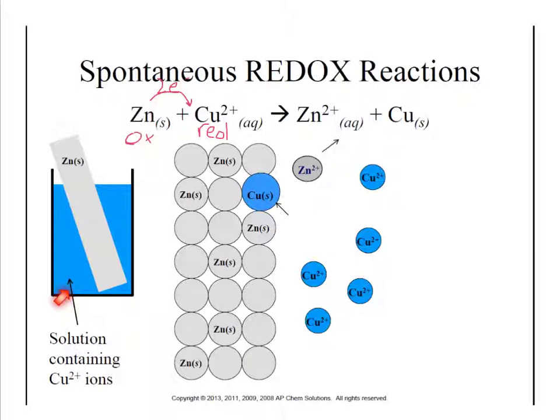If we were to look at the activity series, which shows the strength of different metals, we would see that copper is higher than zinc, which means that copper is a stronger oxidizer, and so it is able to take electrons from zinc. If we were to do this backwards and put a piece of copper metal in a zinc solution, this reaction would not occur. It would be a non-spontaneous reaction. That's because zinc is not strong enough to take from copper. Copper is only strong enough to take from zinc.